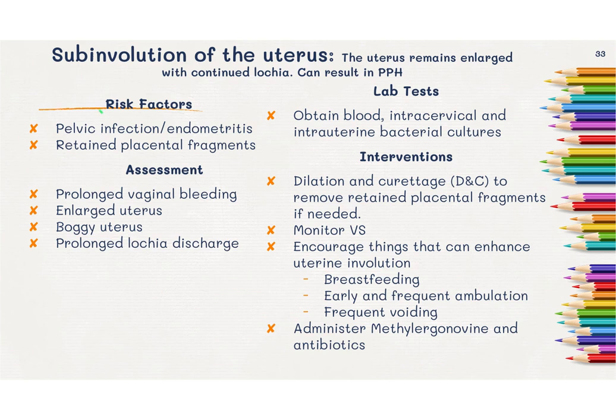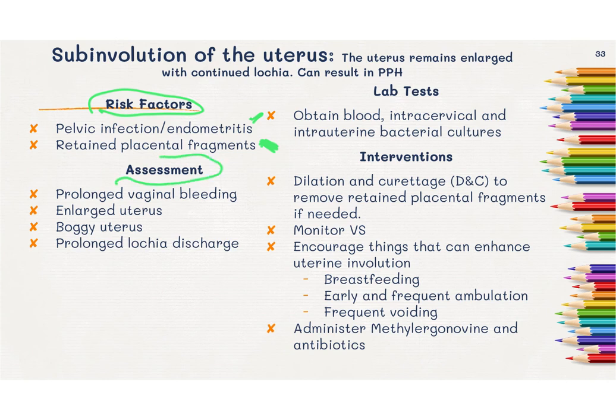So who is at risk for experiencing subinvolution of the uterus? Somebody who has any kind of infection and somebody who has anything retained inside their body after having their baby. Placenta fragments, membrane pieces, those kinds of things, okay? Because that prevents the uterus from contracting. So that's who's at risk.